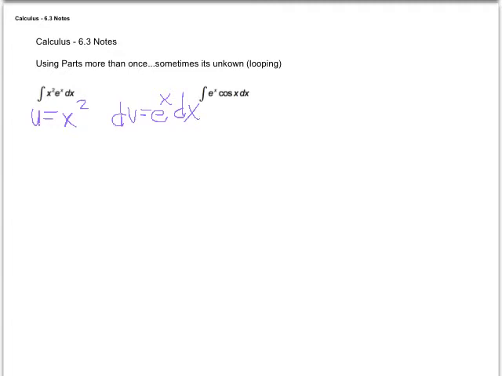So follow your formula, which I'll just put back up here on the corner of the page real quick. We're looking at the integral of u dv is equal to uv minus the integral of v du.